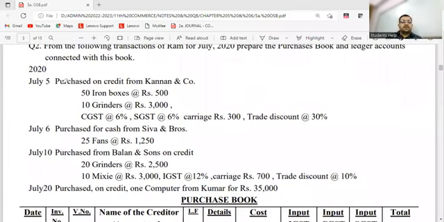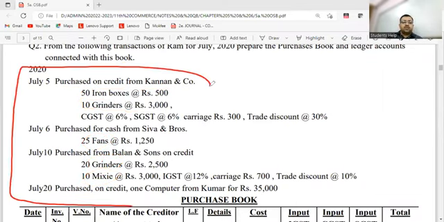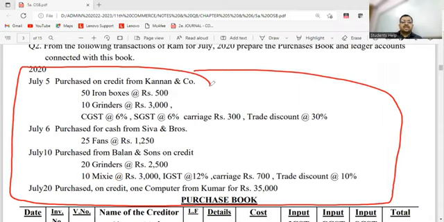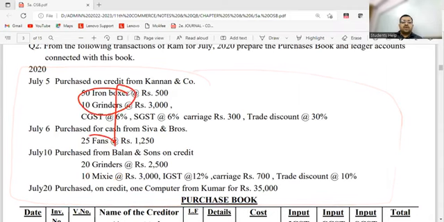The first one, children: purchased on credit, 50% eligibility proved, because it is 50 iron boxes, 10 grinders, then fans, then grinders and mixie. While reading the question, what feeling do we develop, children? He has the business of these items, or he is buying them only once in a while? Once in a while.